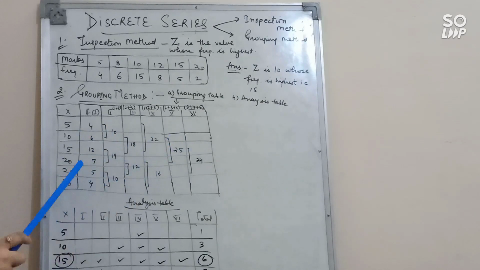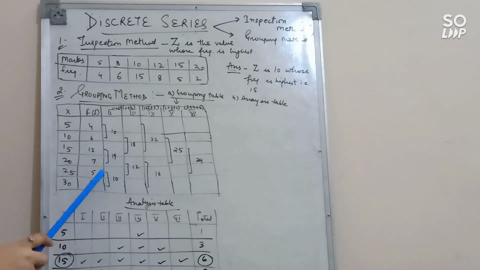Okay, the same way I am writing. Then third and fourth, the sum of these two values is 19. Clear? 5 and 4, the sum of these two values is 10. Clear? So you will write in this way.